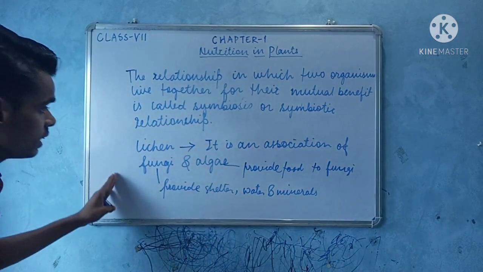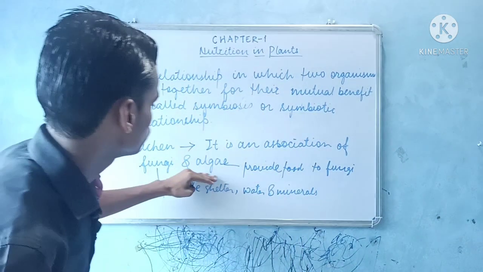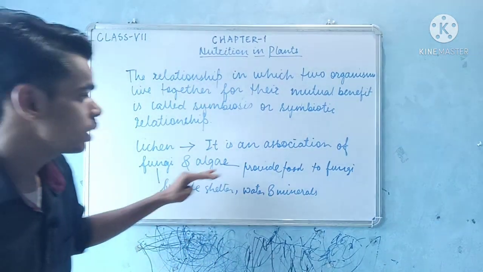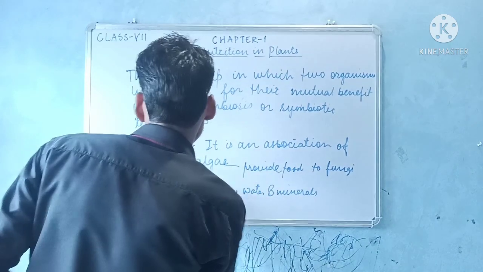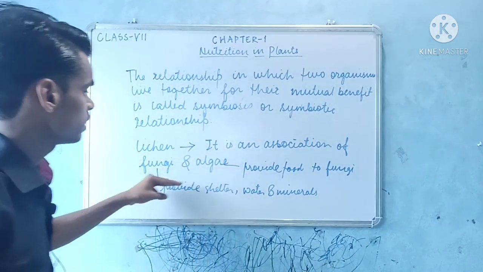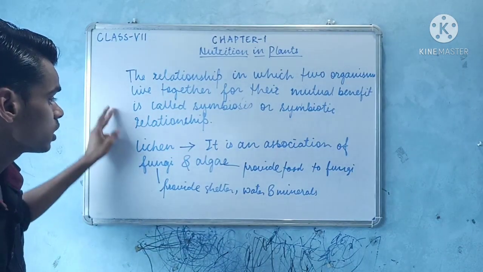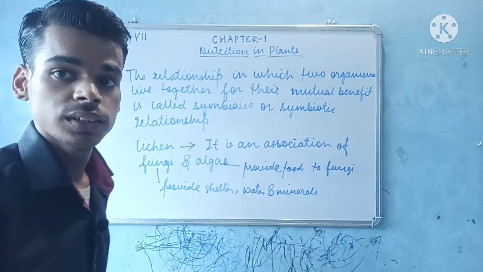So in this relationship, two organisms are living together for their mutual benefit. The fungi is benefited by algae and algae is benefited by fungi. So it is a relationship of mutual benefit.